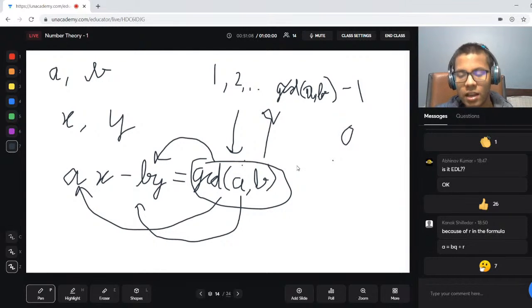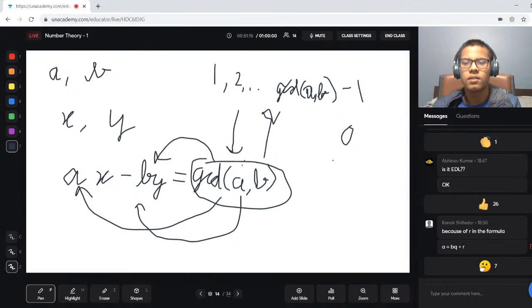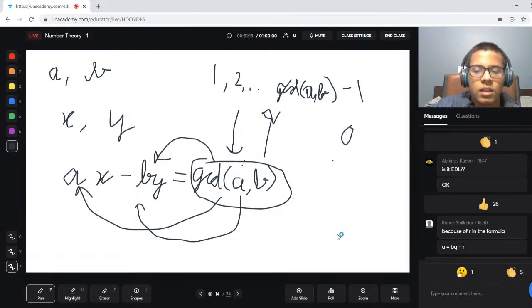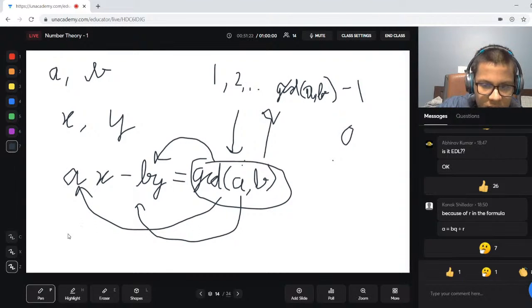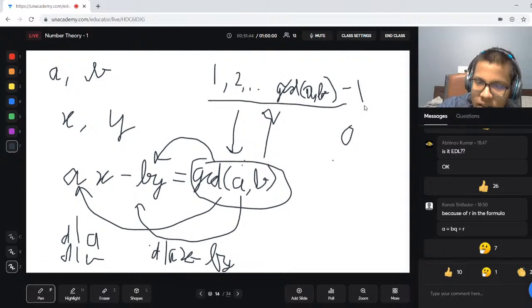As I think a lot of people didn't get what I'm saying, see, the GCD divides A and GCD divides B. So GCD divides AX minus BY. So if you have a number smaller than the GCD in this set, then it can't be divisible by D, right? Because you can't divide a number smaller than yourself. I think you know that. Okay. So now we'll try to prove why this is true.